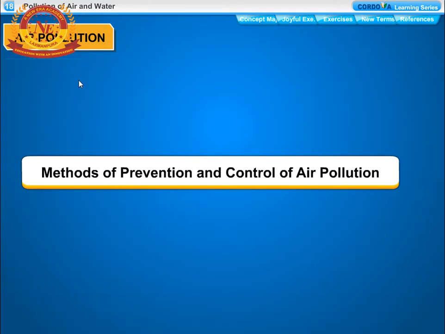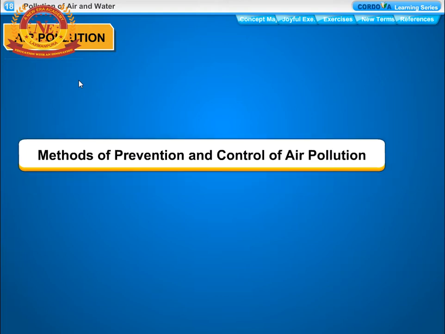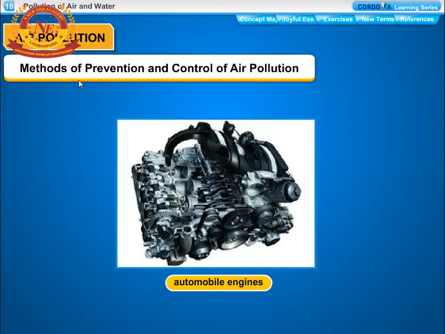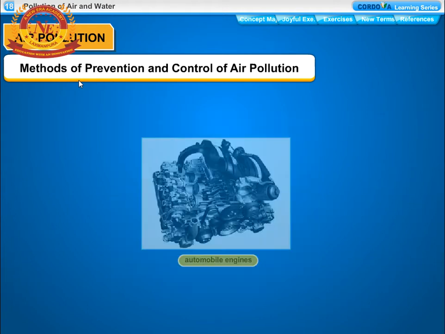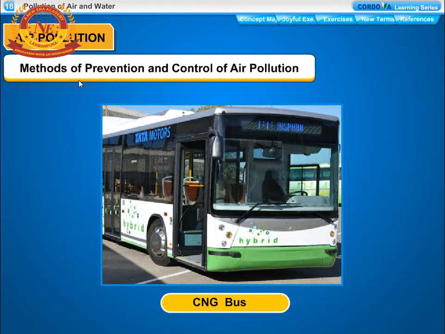Methods of prevention and control of air pollution. Modern automobile engines fitted in the vehicle bring about complete combustion of fuel. This reduces the release of carbon monoxide and smoke. Nowadays, eco-friendly clean fuels like CNG or compressed natural gas are preferred over petrol or diesel in trucks, buses and other vehicles.